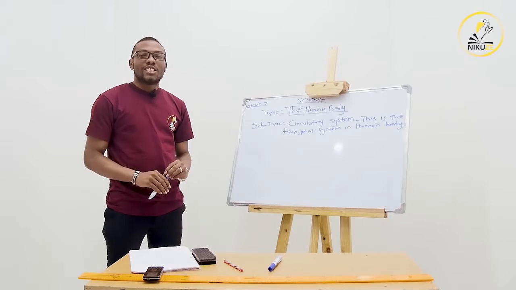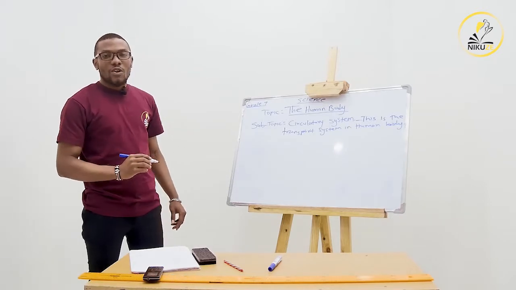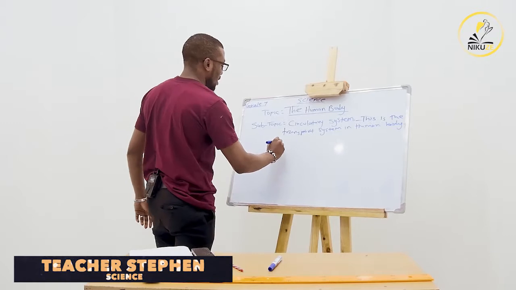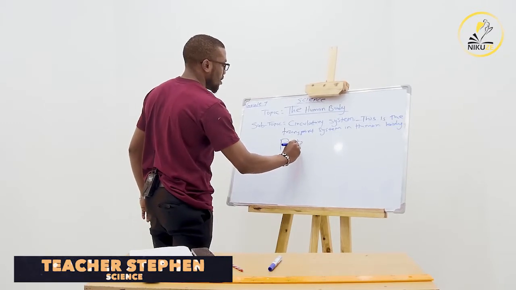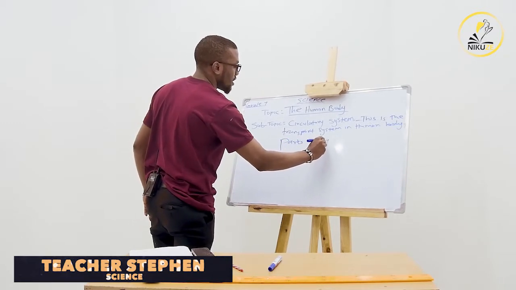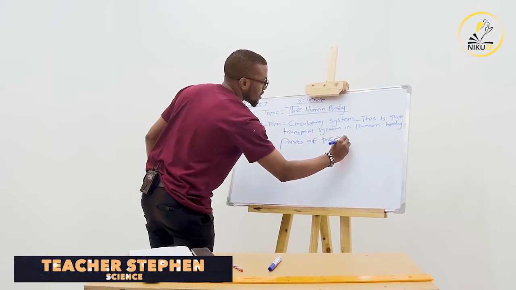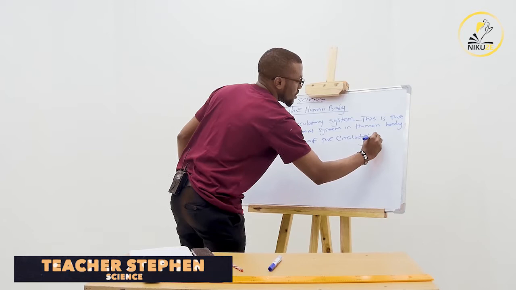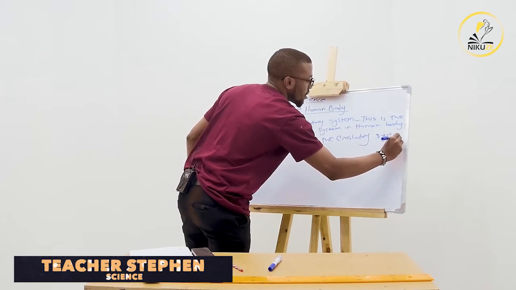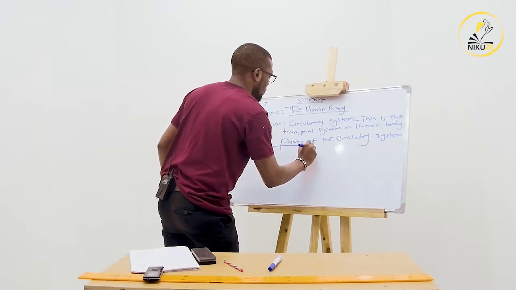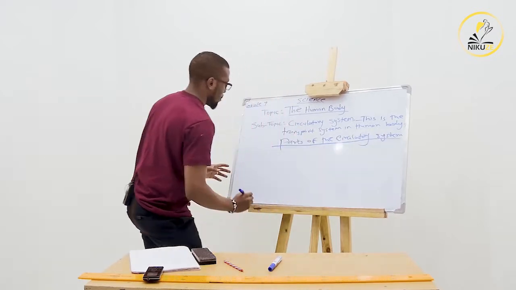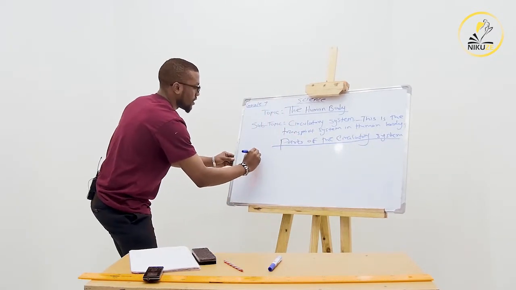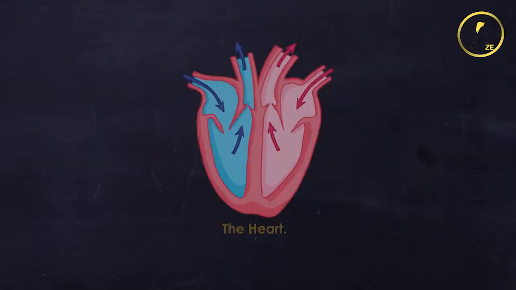This one takes us to the parts of the circulatory system. Remember, we have three parts of the circulatory system. Number one, the first part that we have here, we have the heart.